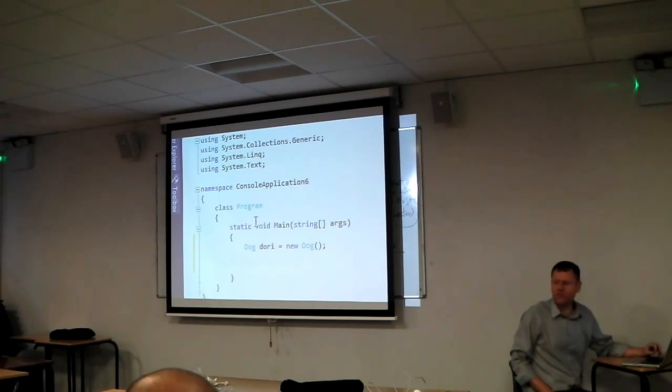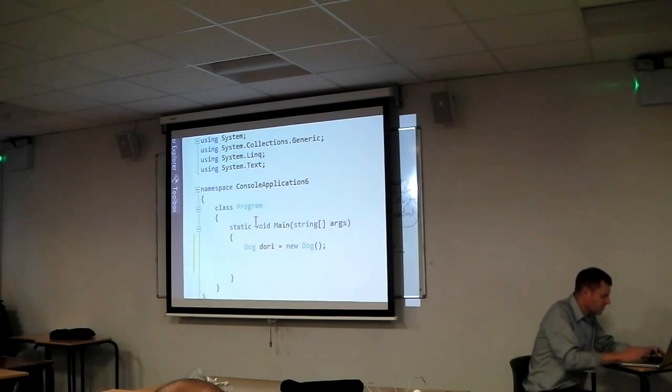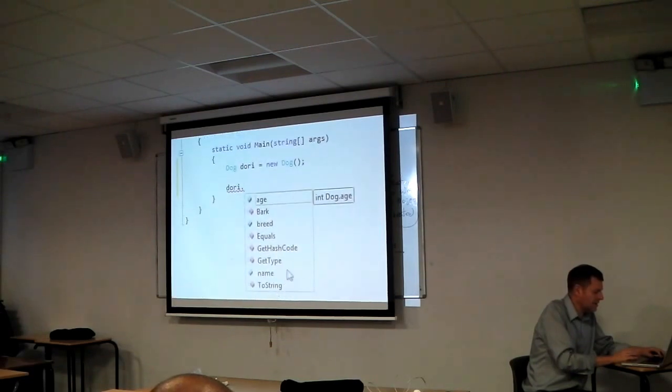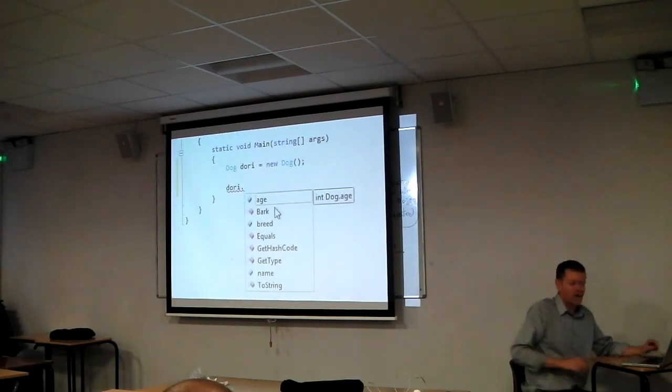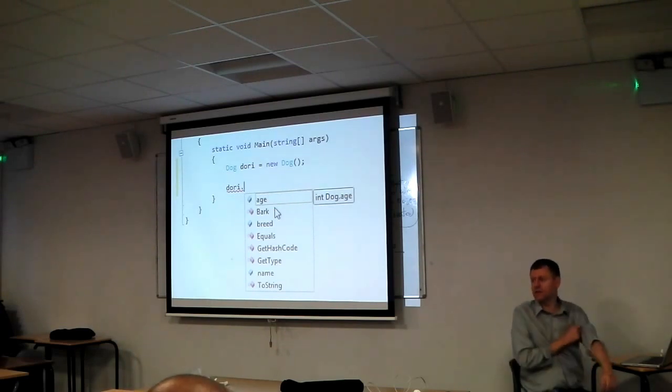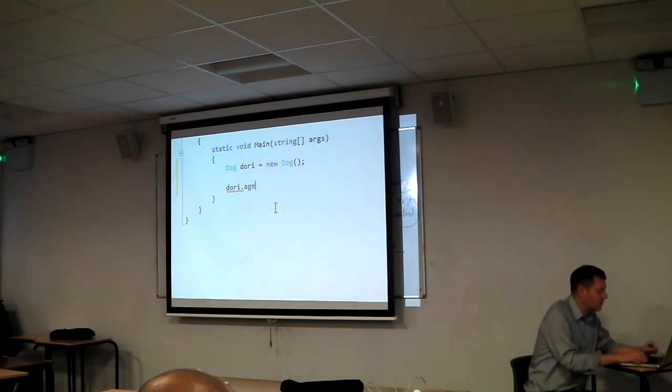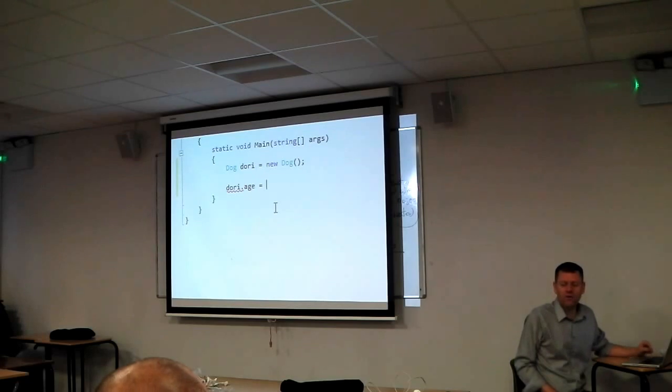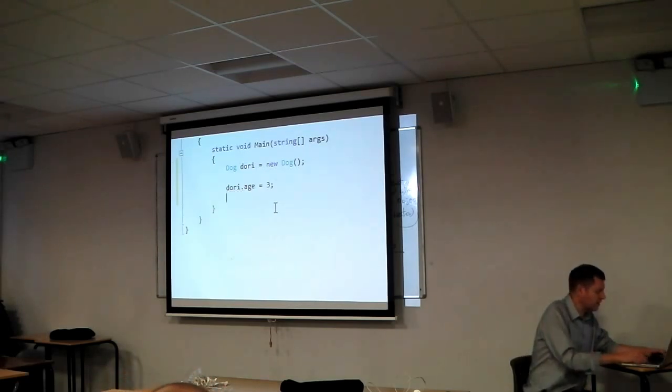So, you remember we did structs in C? Yep. So we can do something similar to get access to the fields, which are part of the Dory instance. And there you go. Even when you type dot there, Visual Studio is helping you. It's saying, hey look, this dog has an age, and you use dot to get access. So how old is your dog? 3. So Dory is 3.